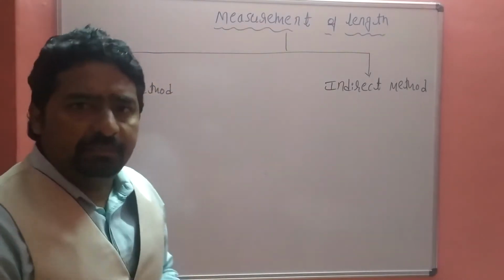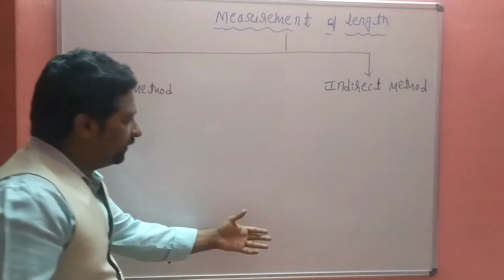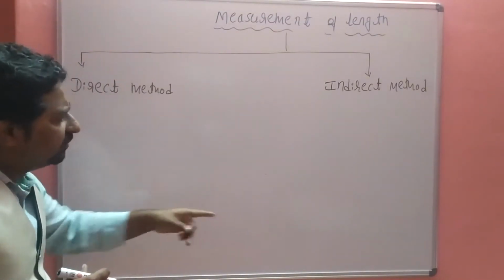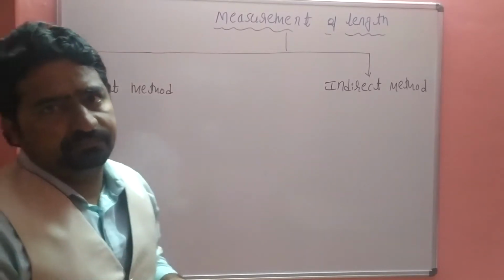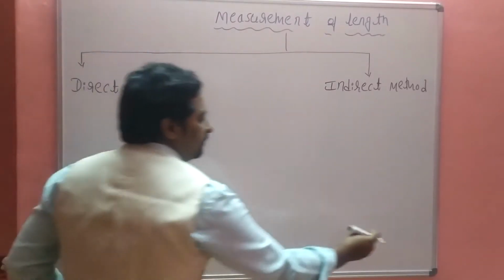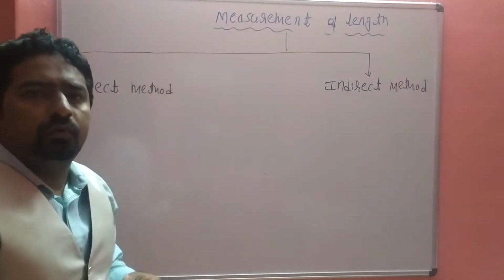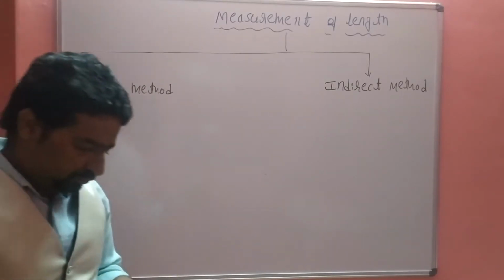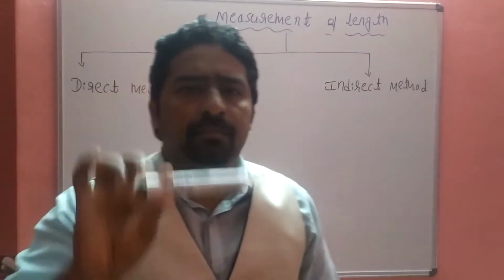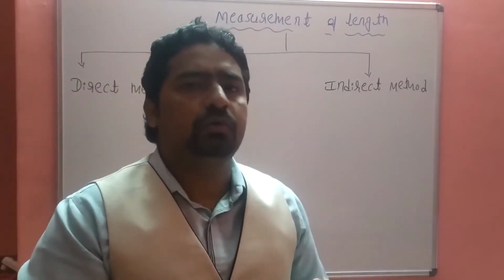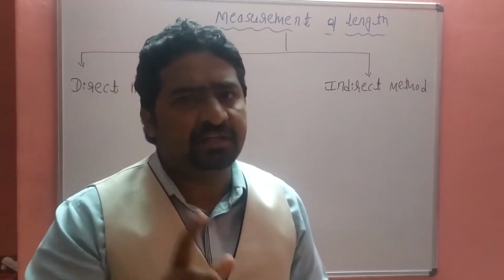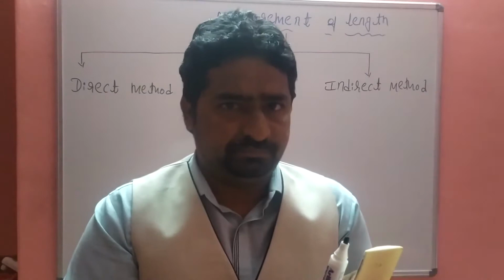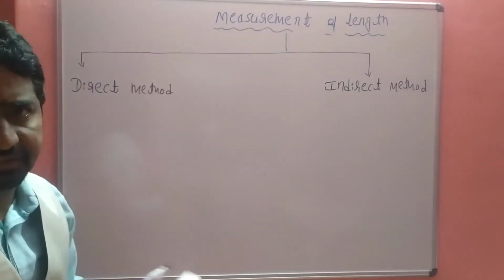So, in the case of direct method, for example, what is the length of this whiteboard? How can you measure the length of this board? By the tape. You have to take the tape from initial point to the final point. What you got between these two values, that is the length of this board. So then, what is the length of this marker pen? Again, you have to take the tape or another one, a scale. Measure directly. That is the method. It is a direct method.